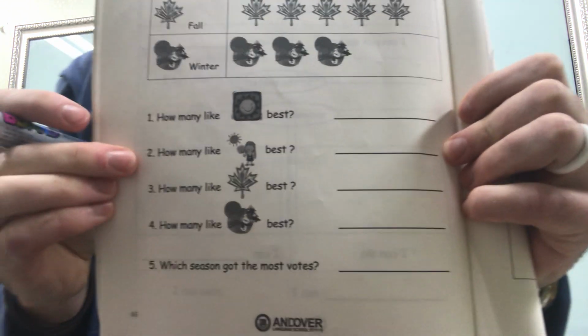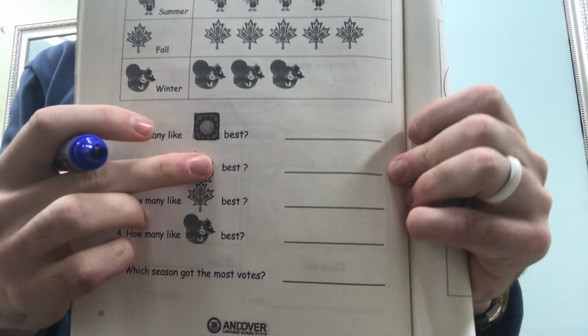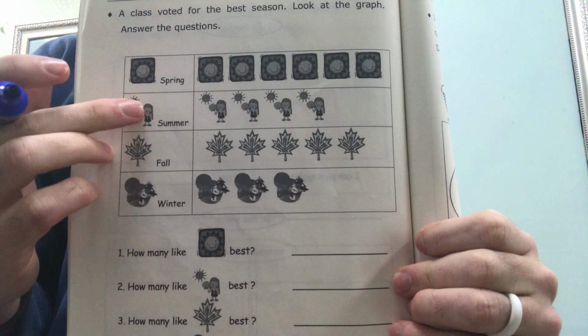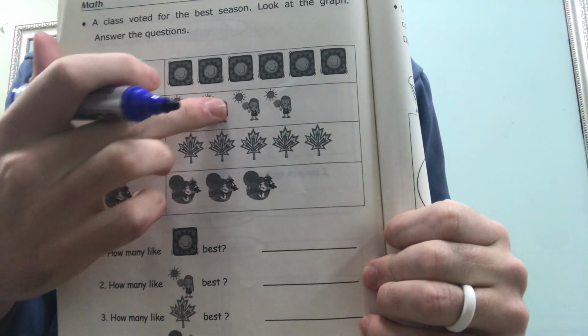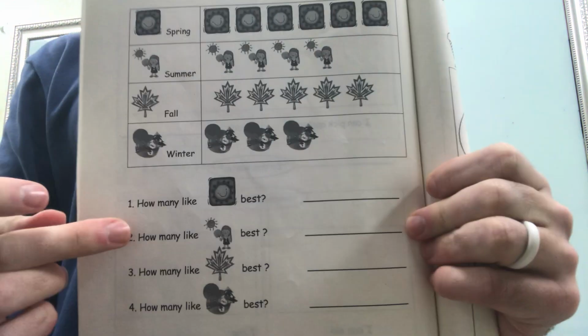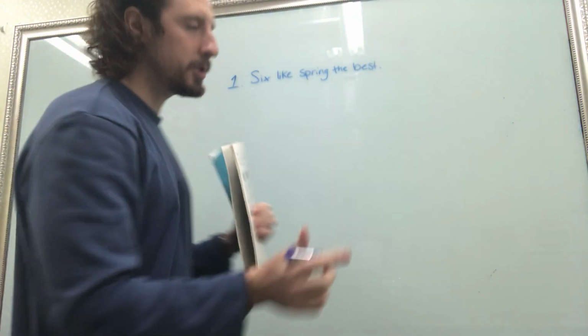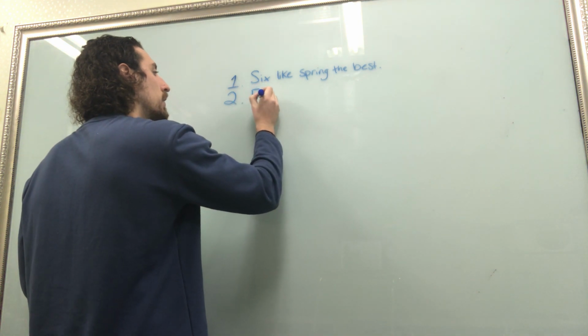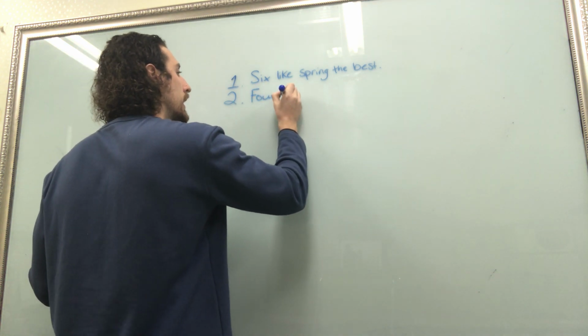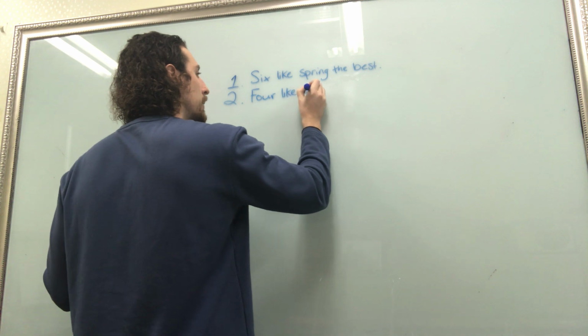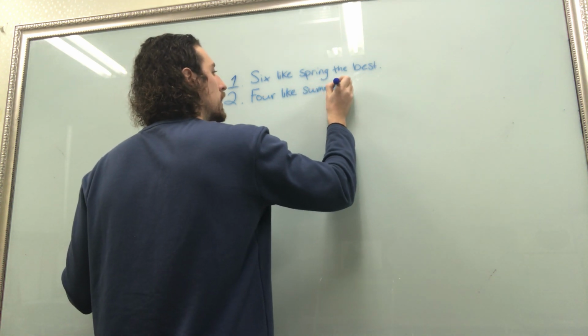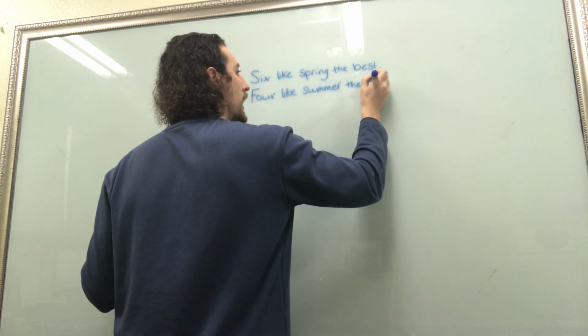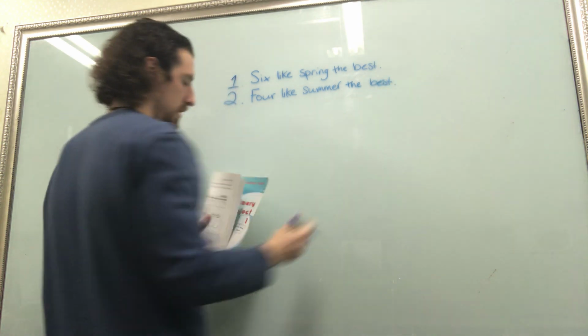How many like summer the best? Let's go to summer, okay? There's summer. 1, 2, 3, 4. So 4. So for number 2, we can say 4 like summer the best. Okay?